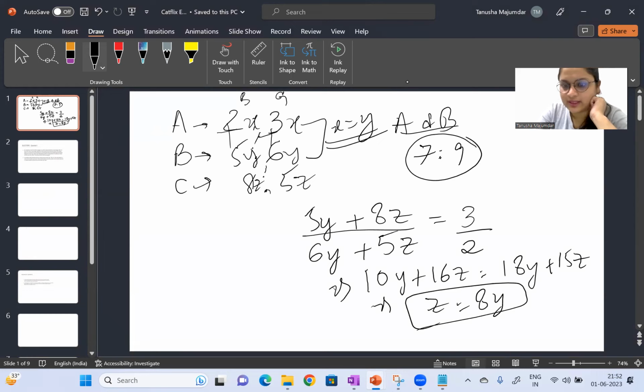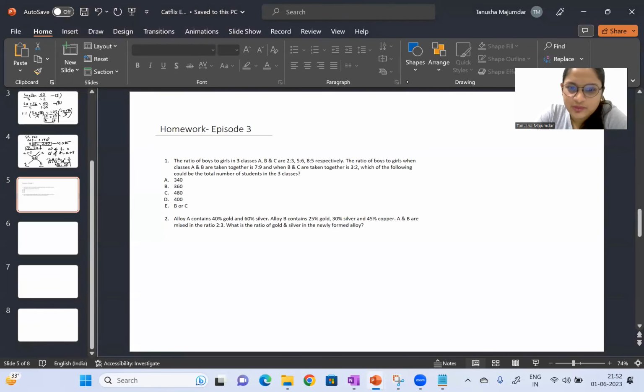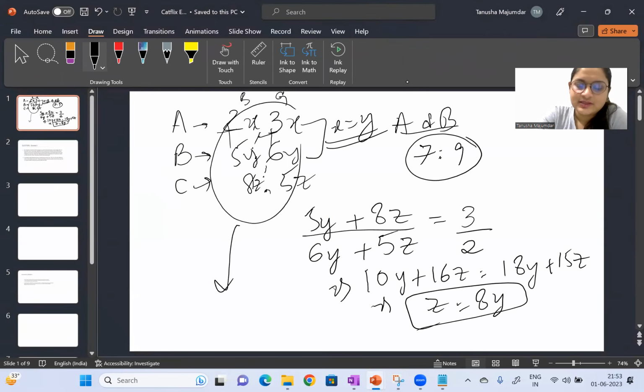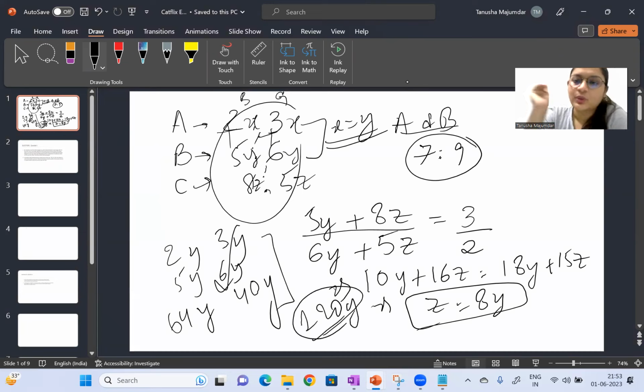Now everything is in y, right? Now that everything is in y, what is the total number of students? So your question is, what will be the total number of students in the three classes? So if you add all of this, and convert everything into y, so basically you have 2y, 3y, because x is equal to y, 5y, 6y, 8z would be 64y, and 40y. Okay, and if you add all of this, you'll be getting 120. So 120y would be your total sum.